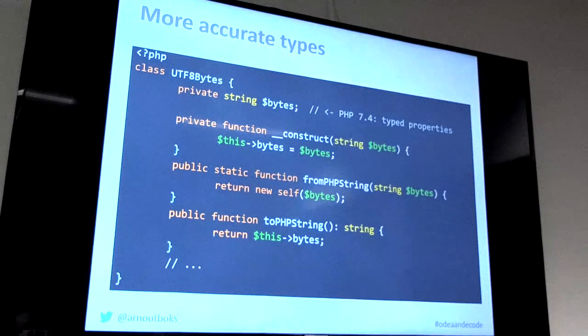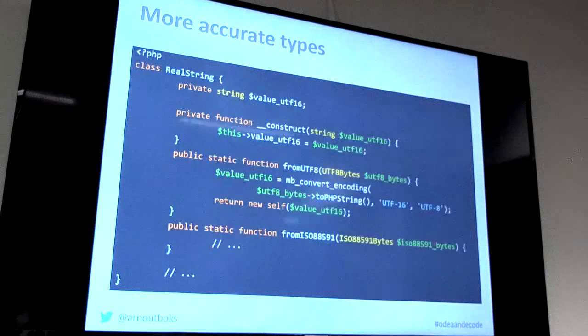In the same way, we could create a class called ISO 8859-1 bytes, which represents byte sequences that are valid according to ISO 8859-1. It looks kind of the same, except for the name, and this is how we keep those two sets separate. What we can now also do is create a value type for our real string, a string that actually raises the level of abstraction. Internally we represent all the strings as UTF-16. That is also how, for example, a language like JavaScript does it.